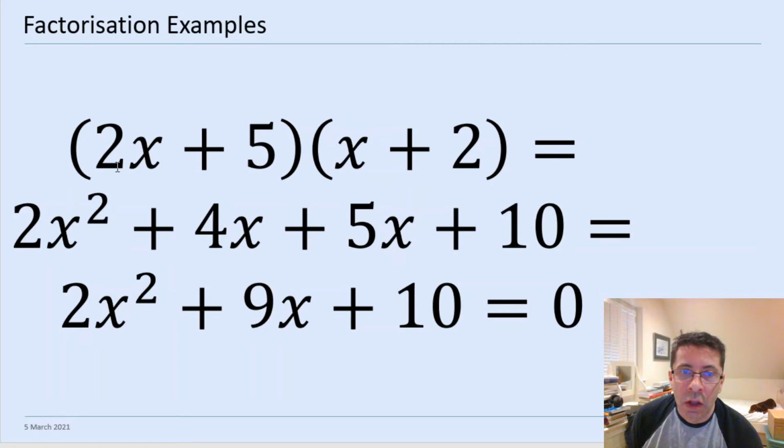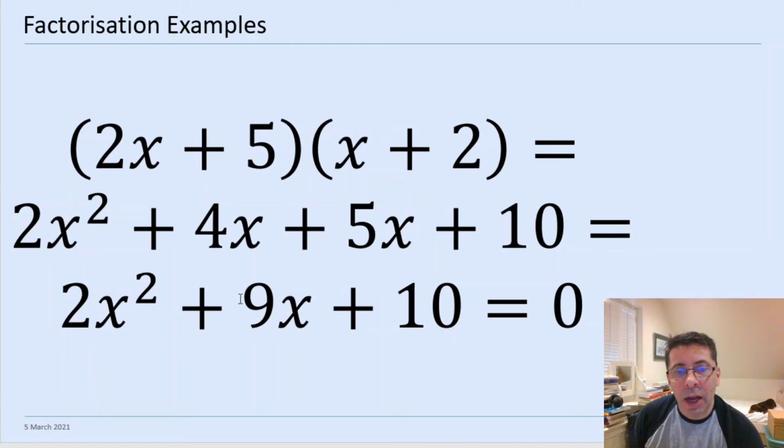Here's how it's working. 2x times x is 2x squared, so that's fine. So we need a number of x's in these brackets that mean when we multiply these together we get 2x squared. Then we've got 2x times 2, which gives us 4x. Then we've got 5 times x that gives us 5x, and then 5 times 2 gives us 10. So 2x squared plus 4x plus 5x, which just goes to 9x, and then on the end we've got the 10. So the clever bit here really is we did 2x times 2 was 4x, x times 5 is 5x, and then 4x plus 5x gave us 9x.